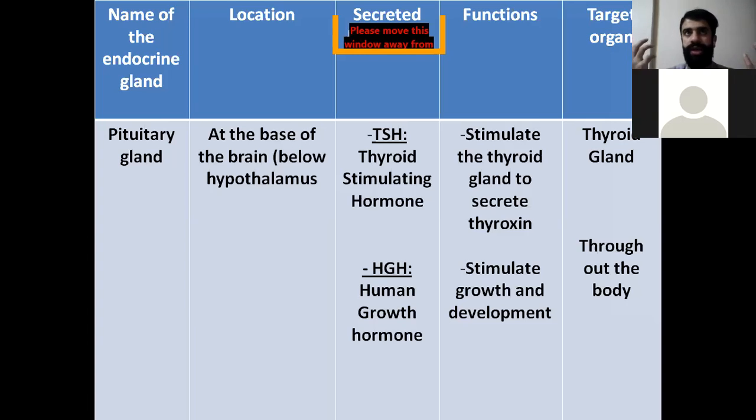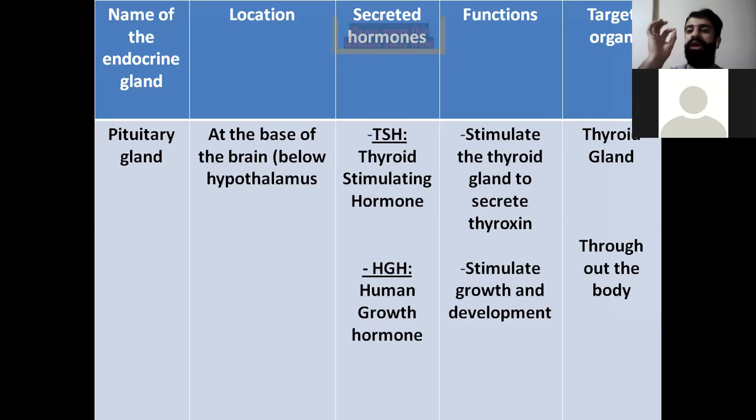Using my logic, it's growth and development. Is it growth only at the level of the muscles here? Sure not. It's growth at the level of the whole body. So it works throughout the whole body. This is the function of the pituitary gland by secreting these hormones, TSH and HGH. What do you have to study?